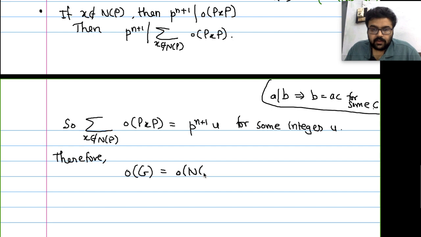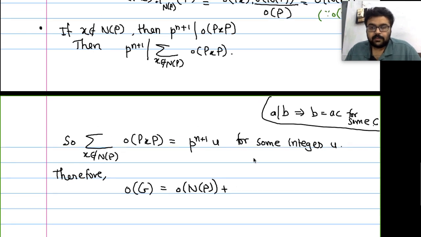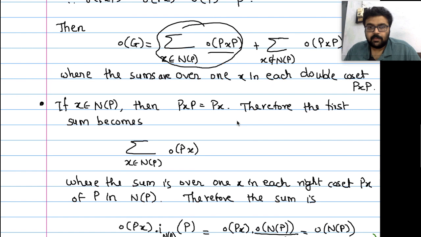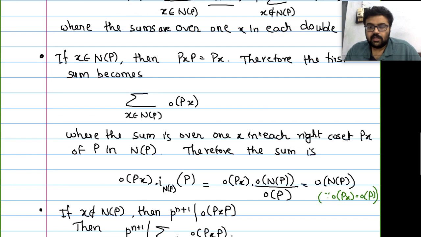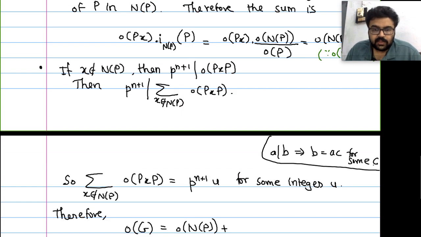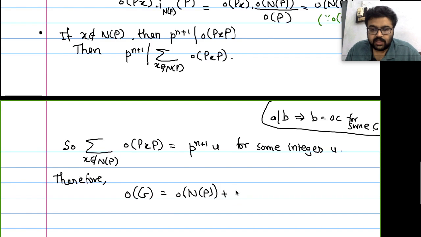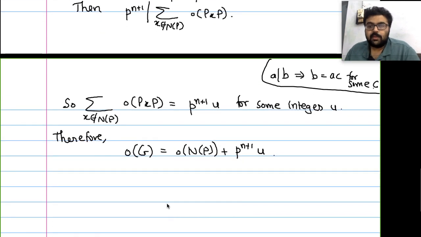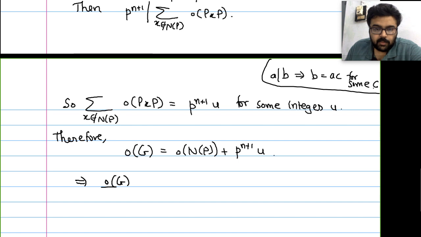So this is order of NP plus, and the second sum we have got is when x is not there, then it is of this form p power n plus 1 u. So this is p power n plus 1 times u. Now we know that NP is a subgroup of G, so its order divides. So divide by order of NP. This implies order of G upon order of NP is equal to 1 plus p power n plus 1 u upon order of NP.